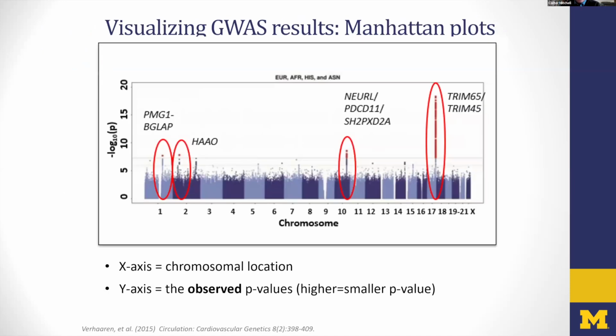This is what the results look like. I'll show a few more of these. This is why I'm explaining it. So on the x-axis, you have essentially the address of the chromosome, and on the y-axis, you have the p-values. So the higher it is, the more zeros there are before that 0.01. So smaller p-value.